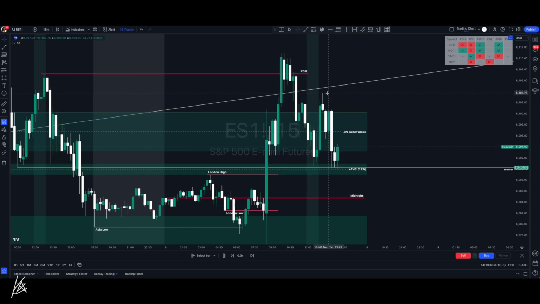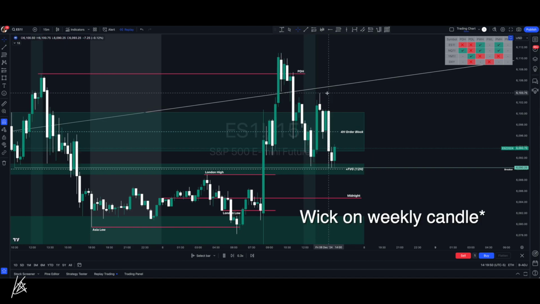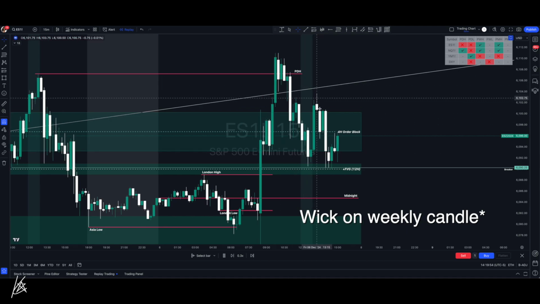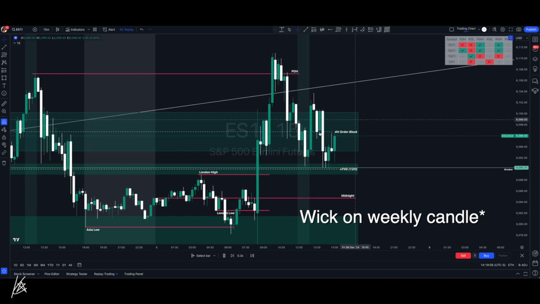Now, it was Friday, so we expect Friday to have a wick on the candle. So it's natural that it would go higher and then come back to kind of rest and trade within this area.